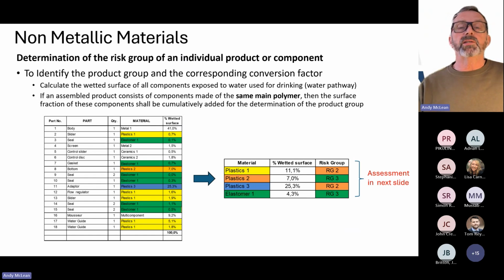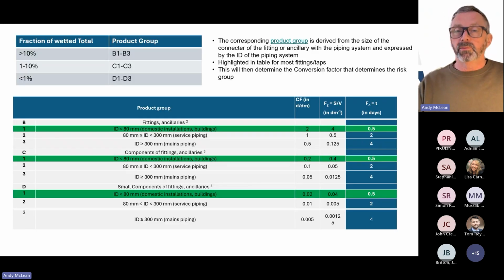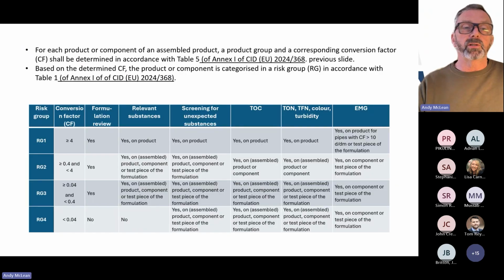So it's just a way of categorizing the product, but I just wanted to explain how you sort of get there. So you calculate your wetted surface, you have a percentage of the wetted surface for the material. That's then taken the conversion factor from this table, which then relates to this table, and we can see risk group 2 and risk group 3 are those percentages and where they fit. And what's the point of that? It's as simple as you then do a read across and it tells you what testing is required.